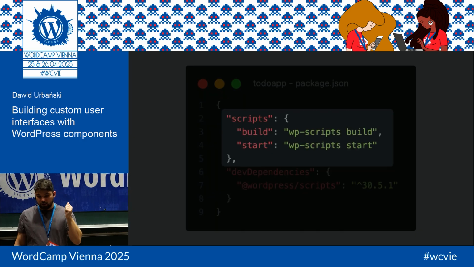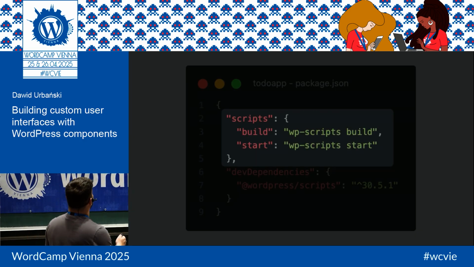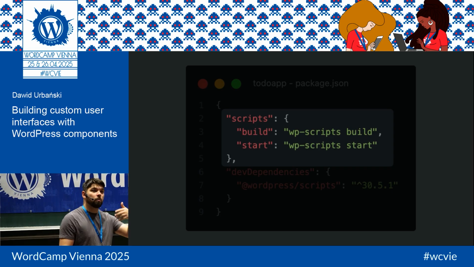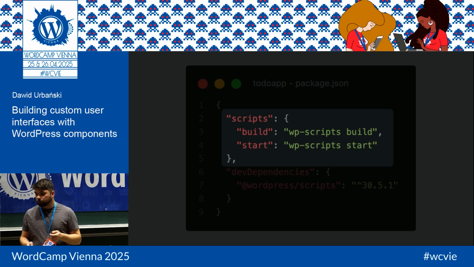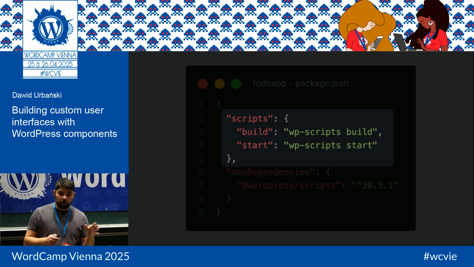Let's add two scripts, build and start. What this does is use the freshly installed WordPress scripts package here, with the scripts build and start. This is very similar to what you do when you develop custom Gutenberg blocks. And now let's start writing code.